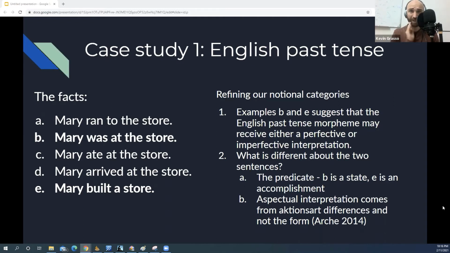And basically what I would say with the English past tense is that the aspectual interpretation comes from actionsart differences, right? Basically, it says that the past tense will just accept whatever actionsart is found in the verb or in the predicate, and then just feed it to us in our interpretation, right? So it's not saying anything about aspect.